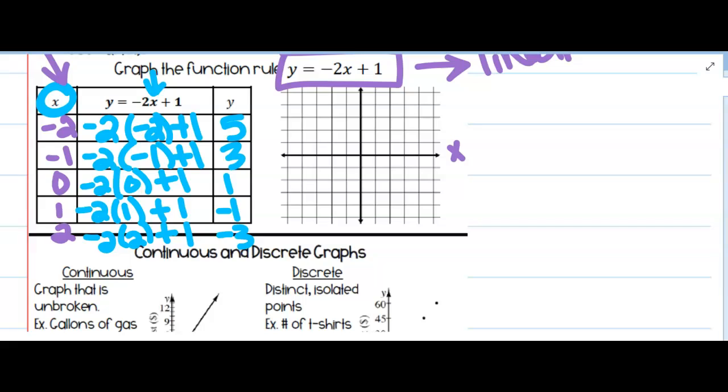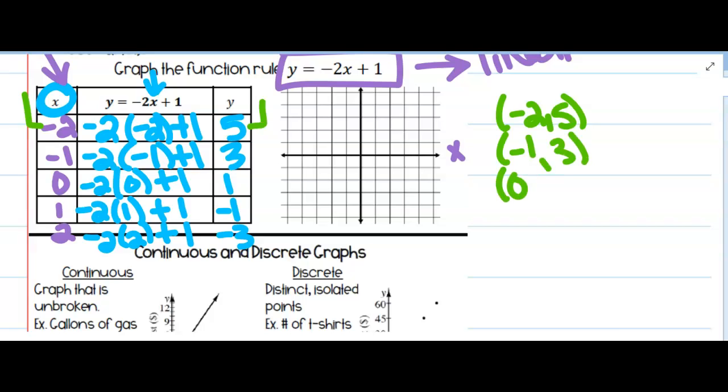Now, what I've done here is I have generated 5 solutions. I've generated 5 ordered pairs. Even if they're not written as ordered pairs, these would be the points -2, 5. I'm getting that by taking this x and pairing it with this y. I have the point -1, 3, just doing the same thing. I have the points 0, 1, 1, -1, and then I have 2, -3. What I'm going to do is take all 5 of these points and put them on my graph.